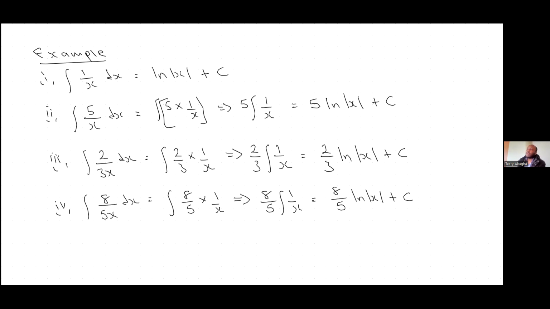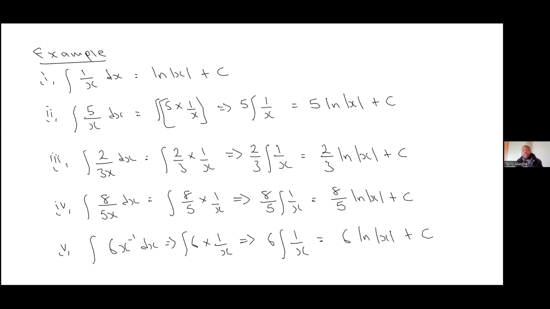So let's pick the last one. Let's assume we're integrating 6 over x dx. This is the same thing as integrating 6 multiplied by 1 over x. So this is the same as integrating 6 times the bracket of 1 over x, which is going to give us 6 ln x plus c. Very easy. So basically, when you're integrating a reciprocal function, like 1 over x or 1 over y, it doesn't matter, it's going to give you the ln of the absolute value of what? x.